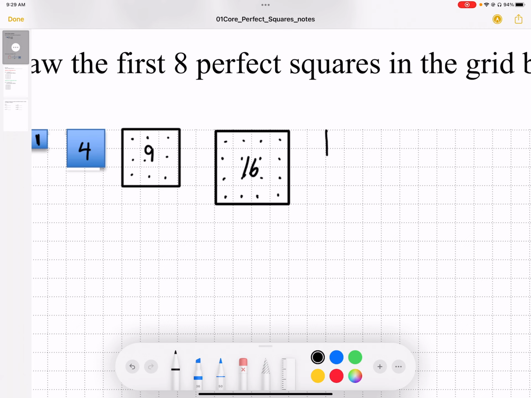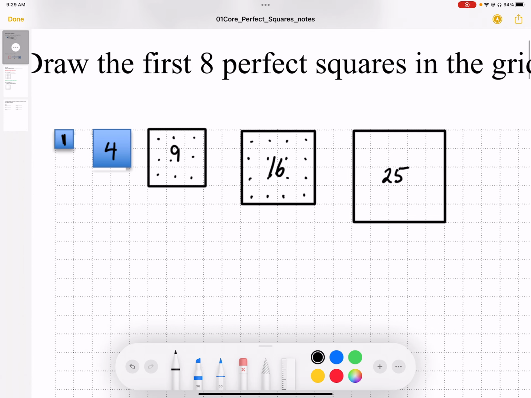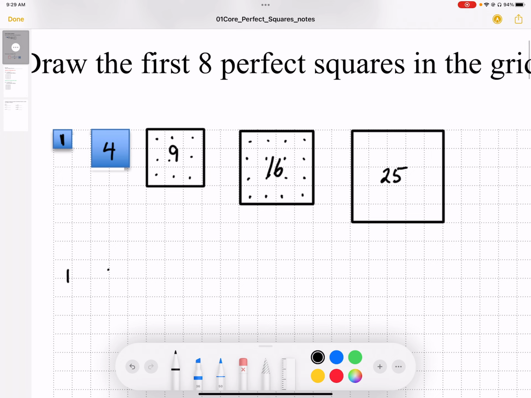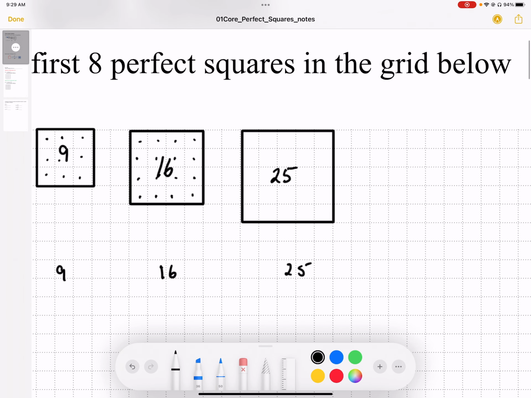The next one is going to be our 5 square. So I'm going to draw a square with side length 5. That is going to be our next size perfect square, and this one's going to have 5 by 5. If I do 5 times 5, there are going to be 25 squares in that figure. So our perfect square numbers are going to be 1, 4, 9, 16, 25. That's the first 5. The next one is going to be 36.